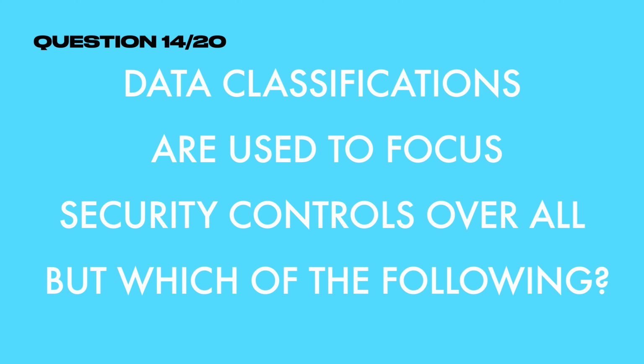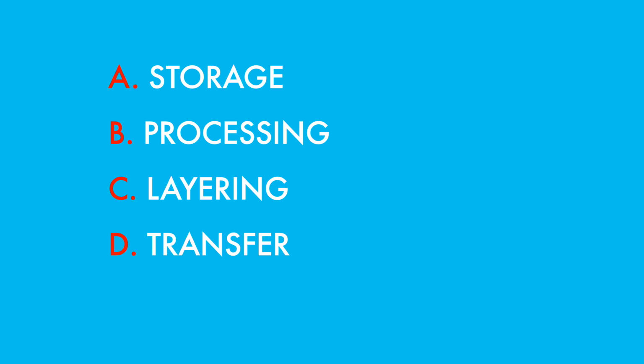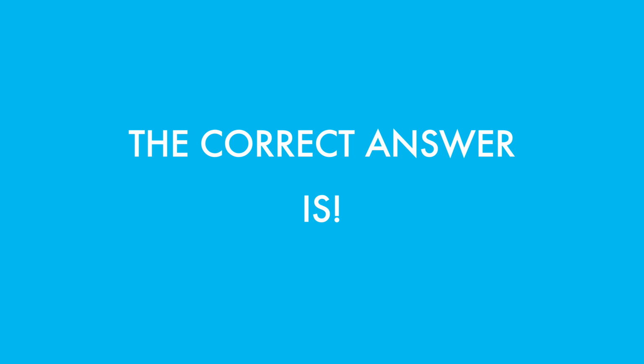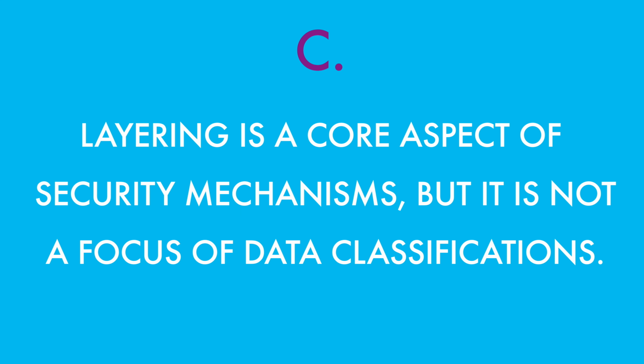Question 14 of 20. Data classifications are used to focus security controls overall, but which of the following? A. Storage. B. Processing. C. Layering. D. Transfer. The correct answer is C. Layering is a core aspect of security mechanisms, but it is not a focus of data classifications.